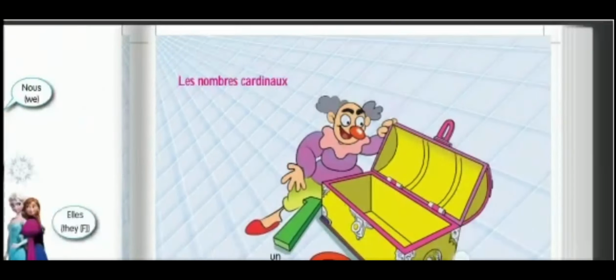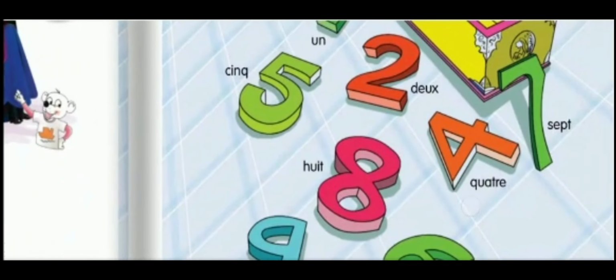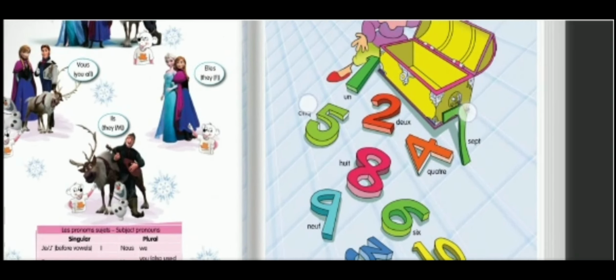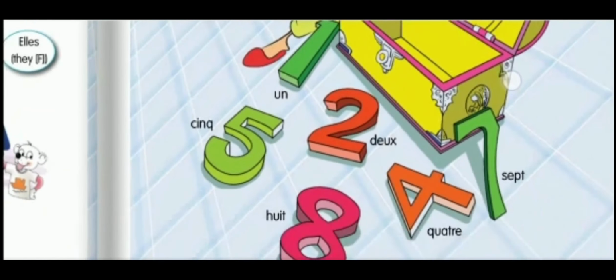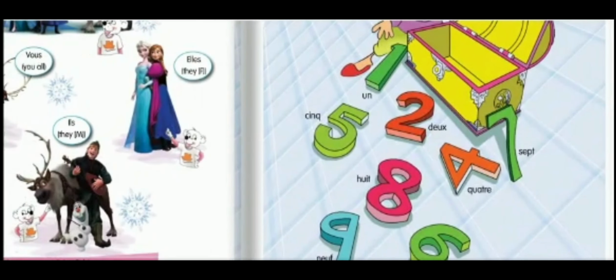Here we have the numbers, les nombres cardinaux. So here we learn the numbers. In this chapter, as you remember the name of the chapter, which is Compte Ensemble, and the meaning of it is let us count together. So why was it written that let us count together? Because in this chapter we are also going to learn the numbers. So let's go.